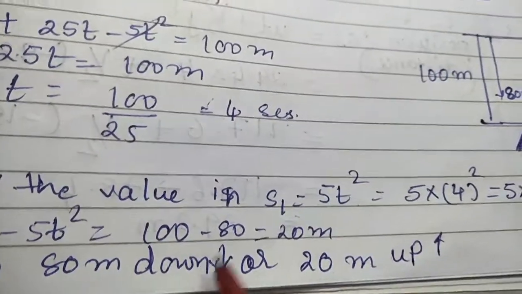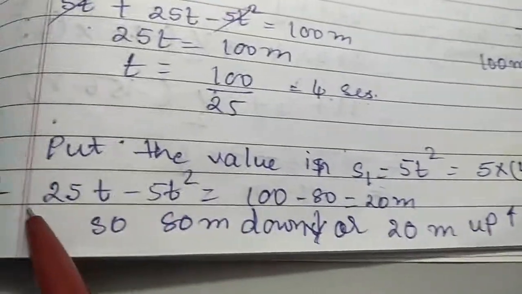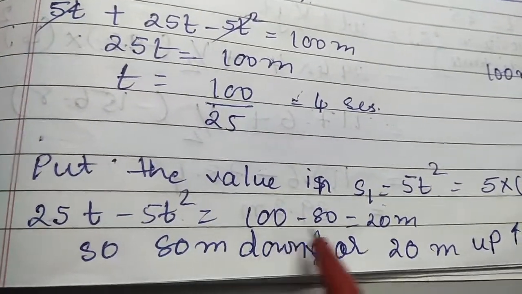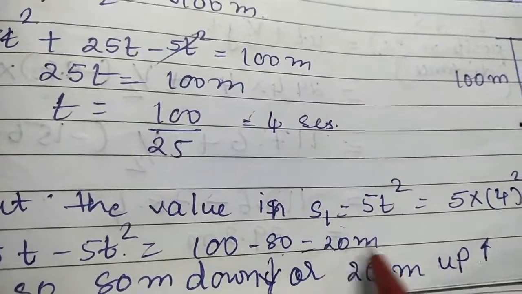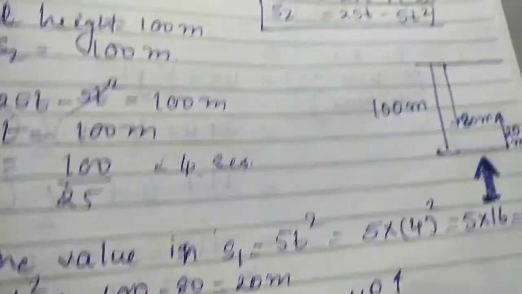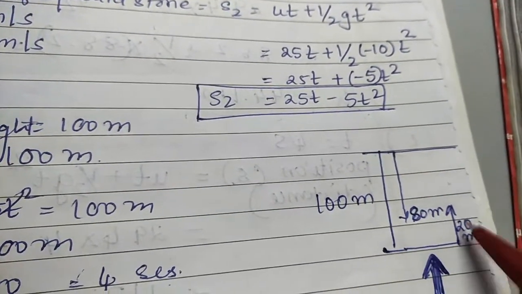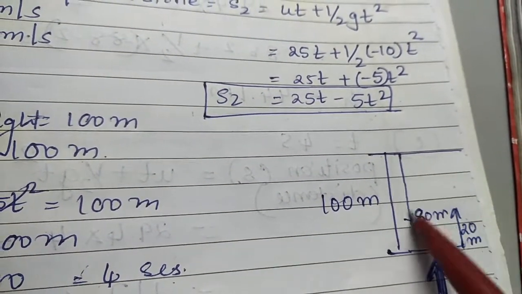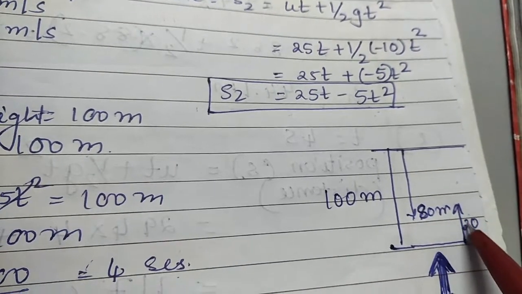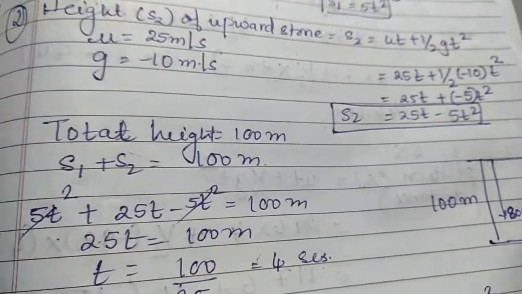If we put it for the upward stone, we have to put it in this one. So if we put here 25t minus 5t square, putting 4 here, 4 square here, we get 100 minus 80, that is 20 meters. So for the falling stone it is 80 meter height, and for the going up stone it is 20. So both of them are meeting here. But the distance for the falling stone is 80 and for going up is 20. So you can write both of the answers are correct. Any one you can write.